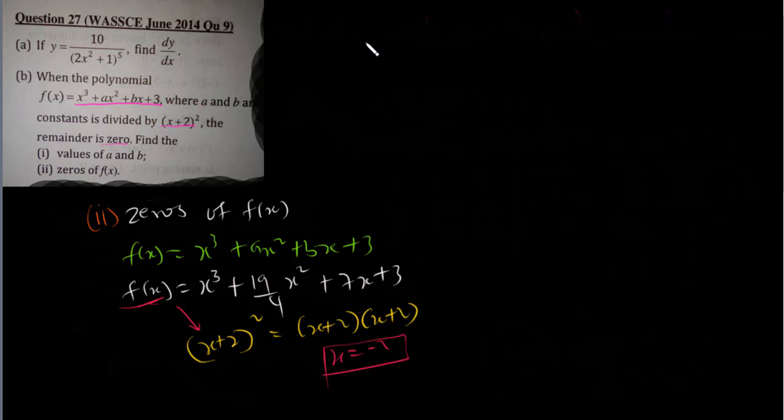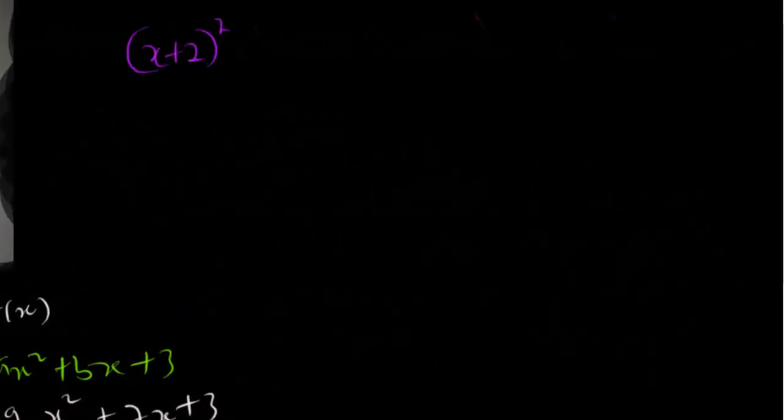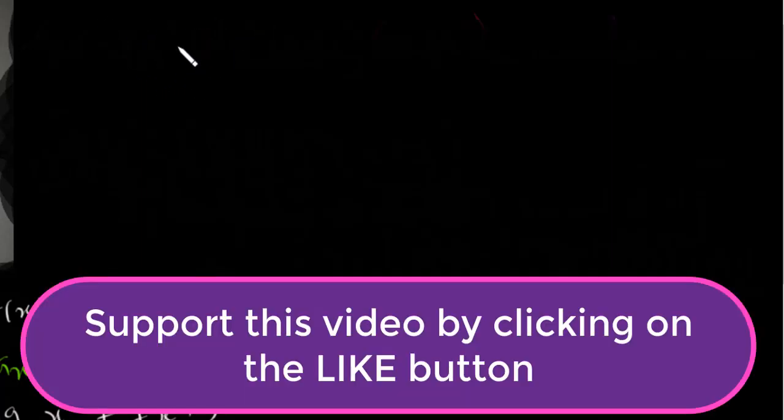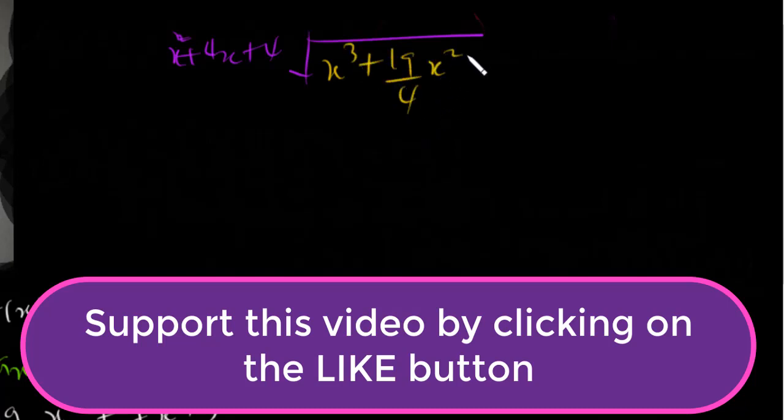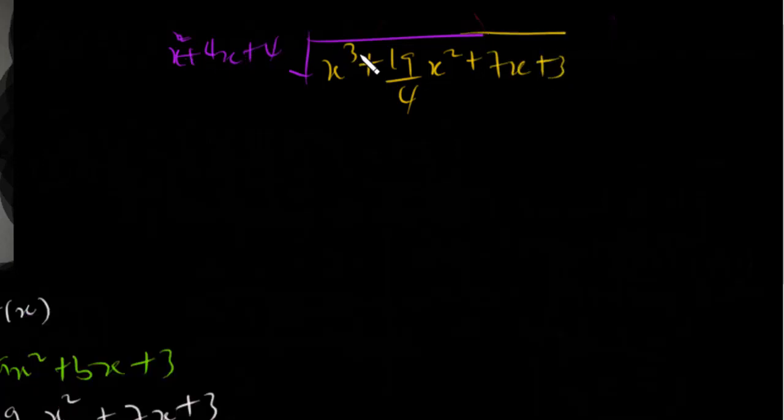We could have divided the function f of x, that is, x plus 2 to the power 2, or let me write it in its quadratic form. That would be great. So we could have also had x squared plus 4x plus 4. Dividing the quadratic into the cubic function, x cubed plus 19 over 4 x squared plus 7x plus 3, that is going to divide the whole of this, and what will be left will be the other linear factor, and from that I can find the zeros of the function.